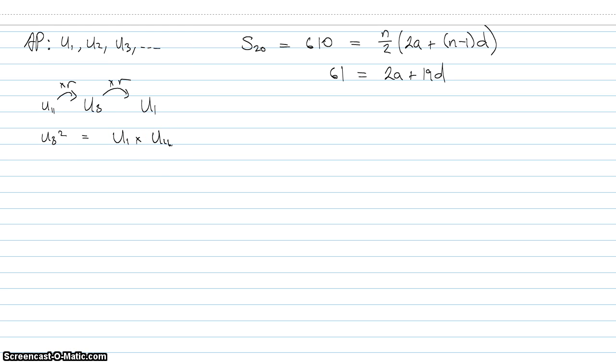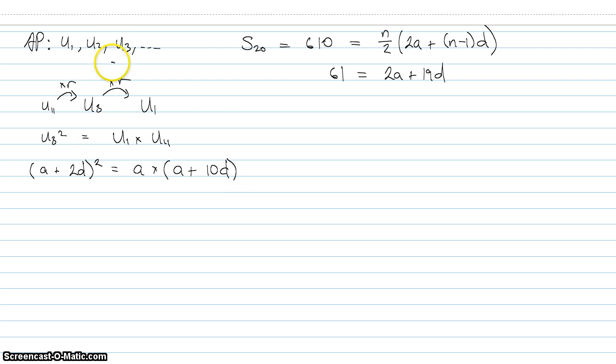But let's just quickly recall, what is U3? U1 is just going to be a. And then I have to add 2 times my common difference. That will give me the third term. So U3 squared is (a plus 2d) all squared, equal to U1, which is my first term, a, times U11, which will be a plus 10d.